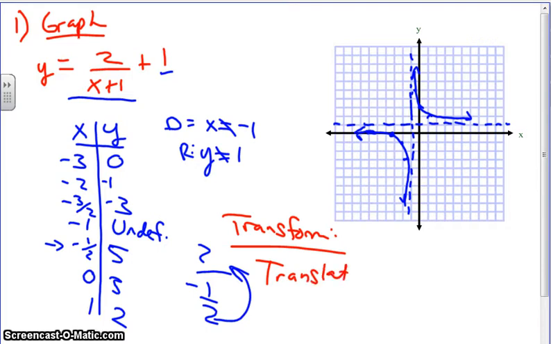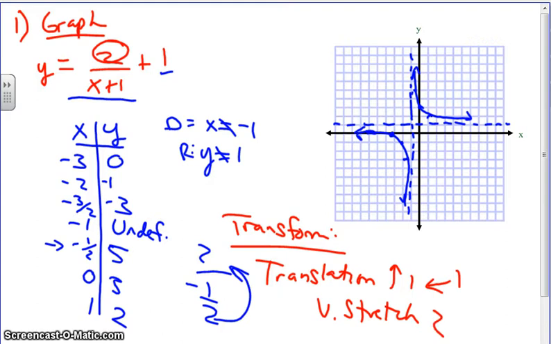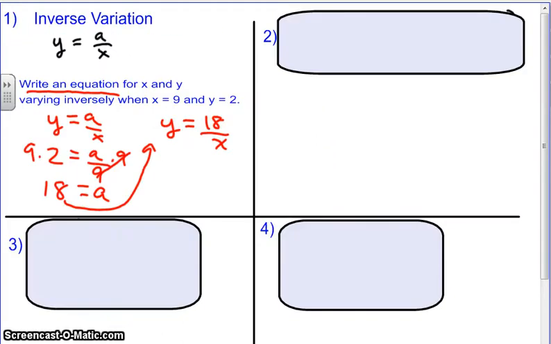Up 1 to left 1. Translation up 1 to the left 1, I'm hearing, and a vertical stretch. And the factor is 2. Up a factor 2. Okay? Good.